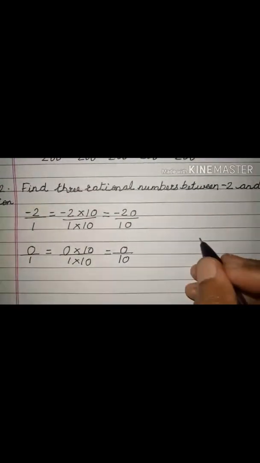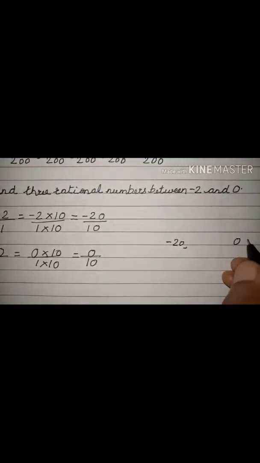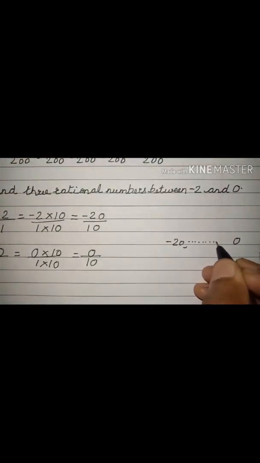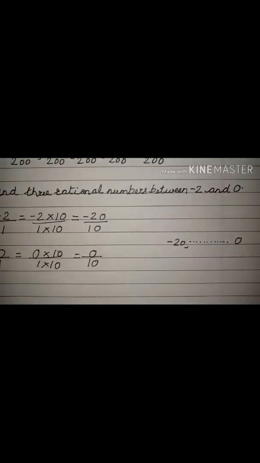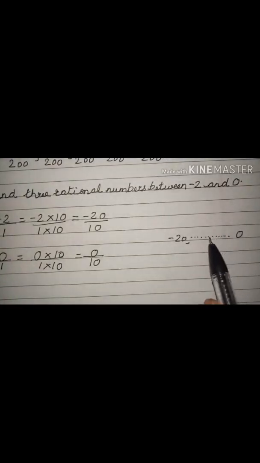Now just think on the number line from minus 20 to 0. How many rational numbers? So many integers are there, or in fact there are so many rational numbers if I put the denominator 10 also. Infinite are there, right? So you can write from the left of 0 or to the right of 0. You can write minus 19 by 10, minus 18 by 10, or from this side 0, minus 1 by 10, minus 2 by 10, or anything of your choice.